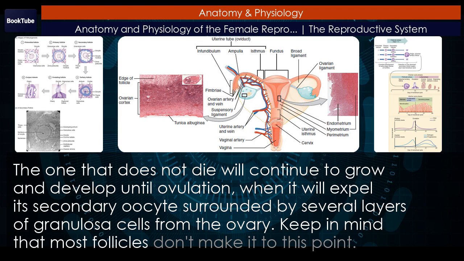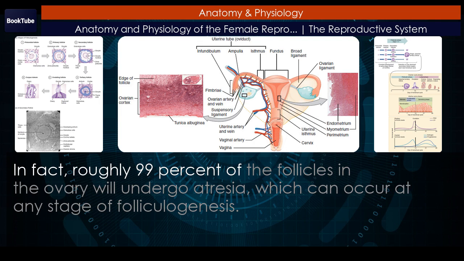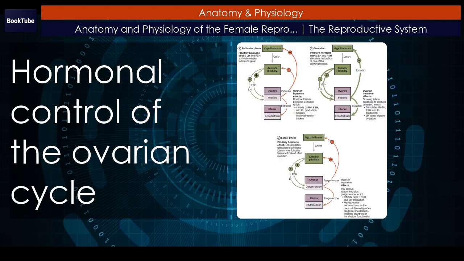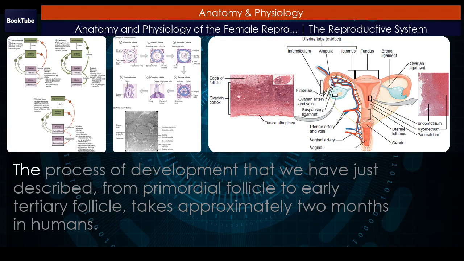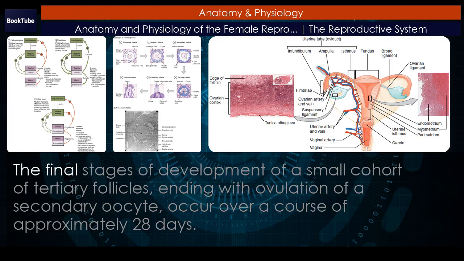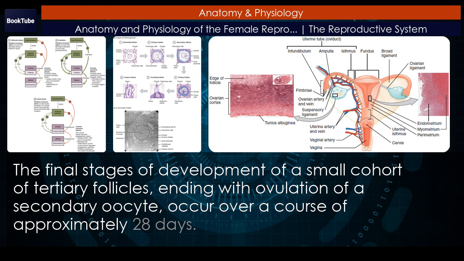Keep in mind that most follicles don't make it to this point. In fact, roughly 99% of the follicles in the ovary will undergo atresia, which can occur at any stage of folliculogenesis. Hormonal control of the ovarian cycle. The process of development that we have just described, from primordial follicle to early tertiary follicle, takes approximately 2 months in humans. The final stages of development of a small cohort of tertiary follicles, ending with ovulation of a secondary oocyte, occur over a course of approximately 28 days.